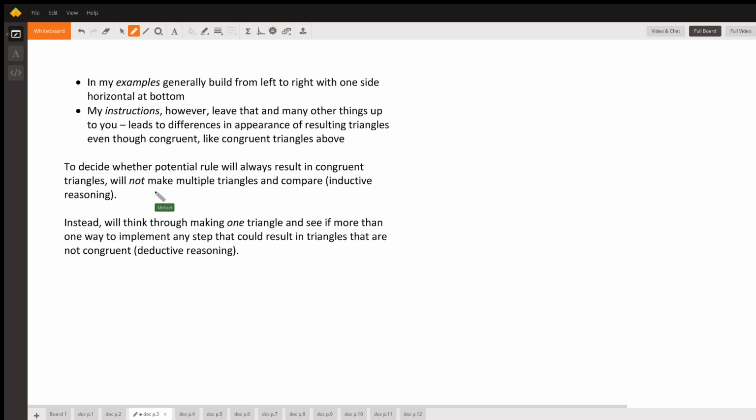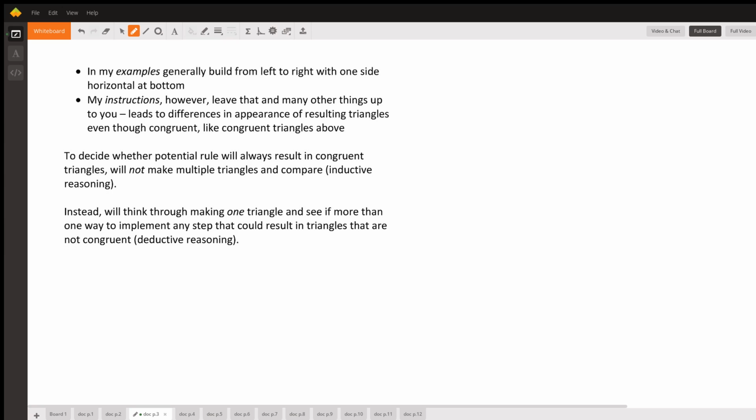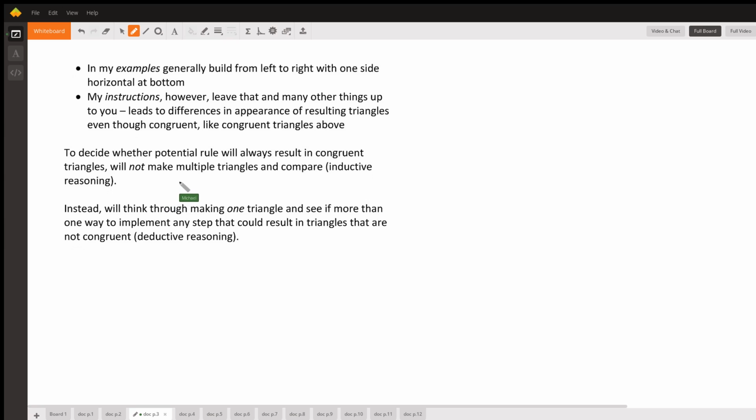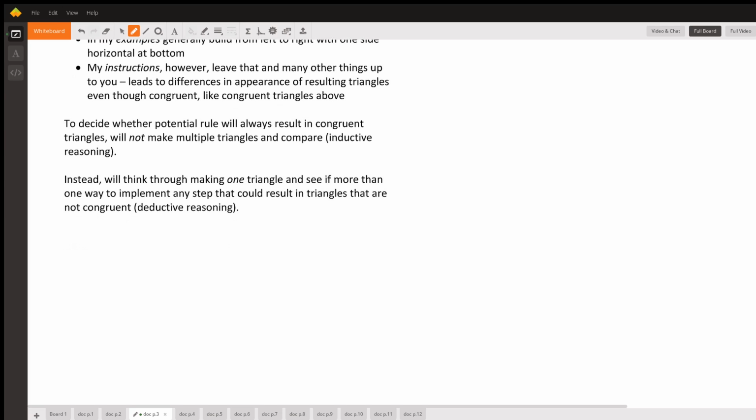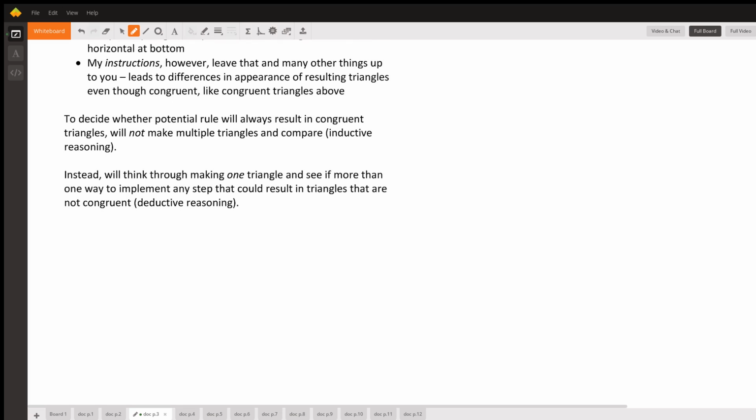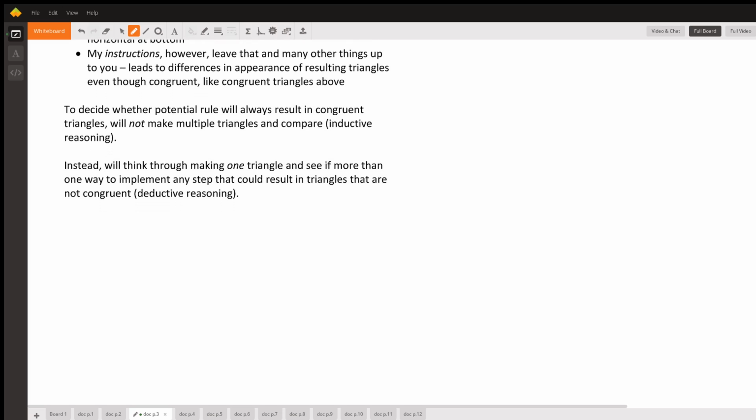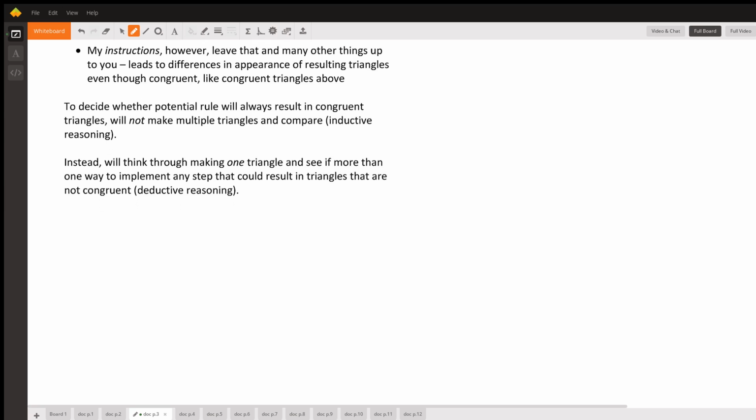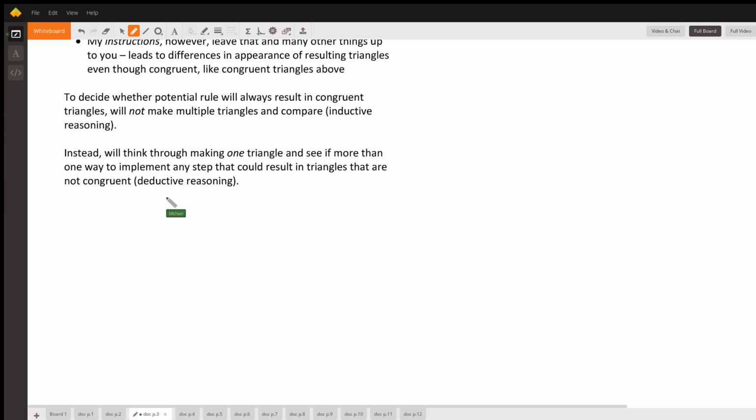All right, to decide whether a potential rule will always result in congruent triangles, we're not going to make multiple triangles and compare. That would be inductive reasoning. Instead, we'll think through making one triangle and see if there are any steps along the way where there's more than one way to do it that could result in triangles that are not congruent. So, more deductive reasoning.